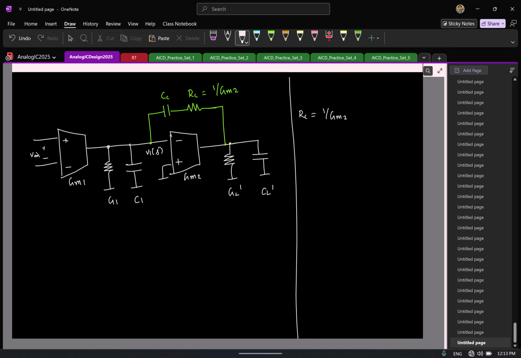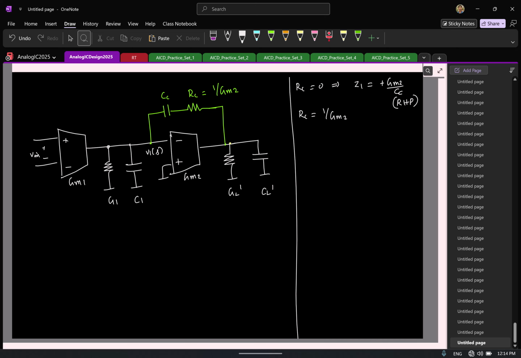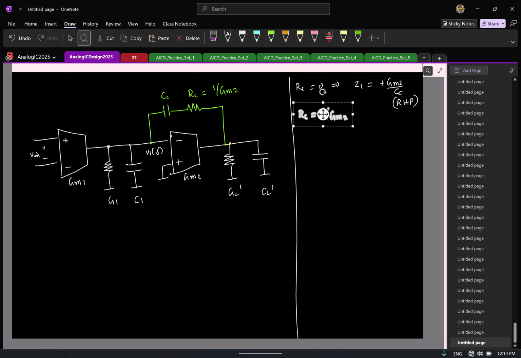If I had RC to be 0, what can you say about the 0? Location of 0. That was it at? The 0 was at plus GM2 by CC, that was in the RHP. Correct? Now if I keep RC to be exactly 0, where is the 0 now? Yeah. Which means the 0 has been pushed to infinity, which is a good thing. Now that begs a question, what if I make it greater than 1 by GM2?